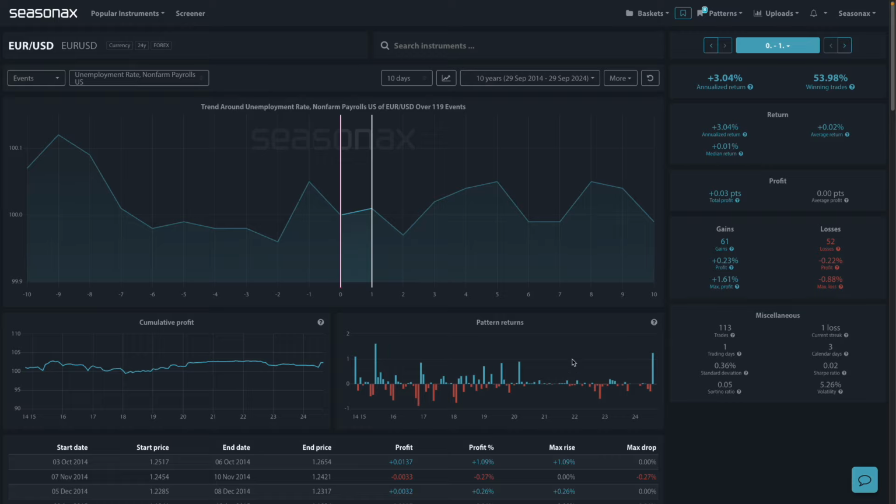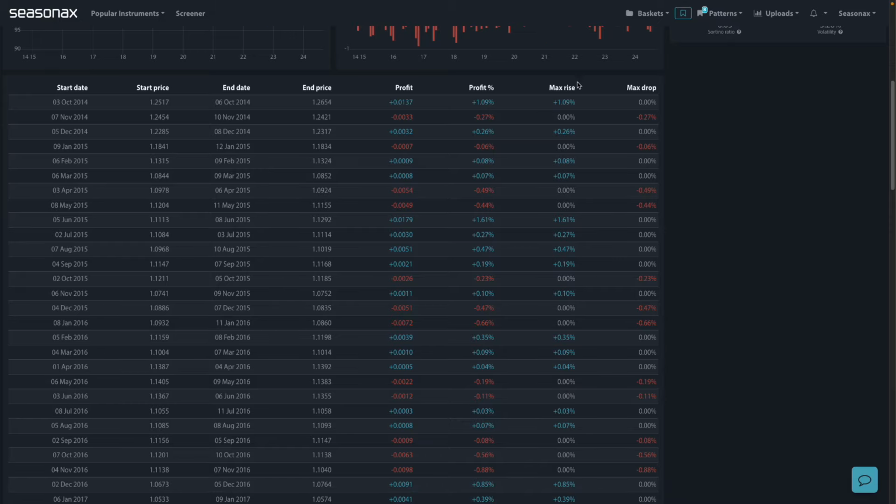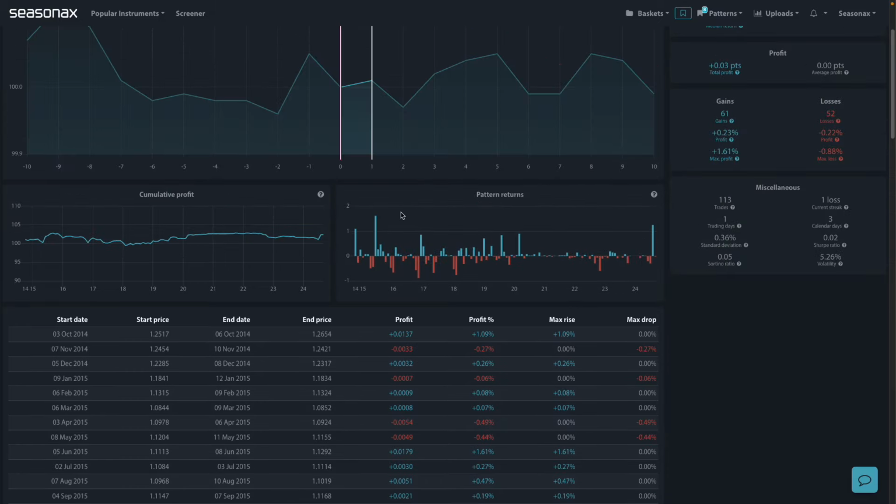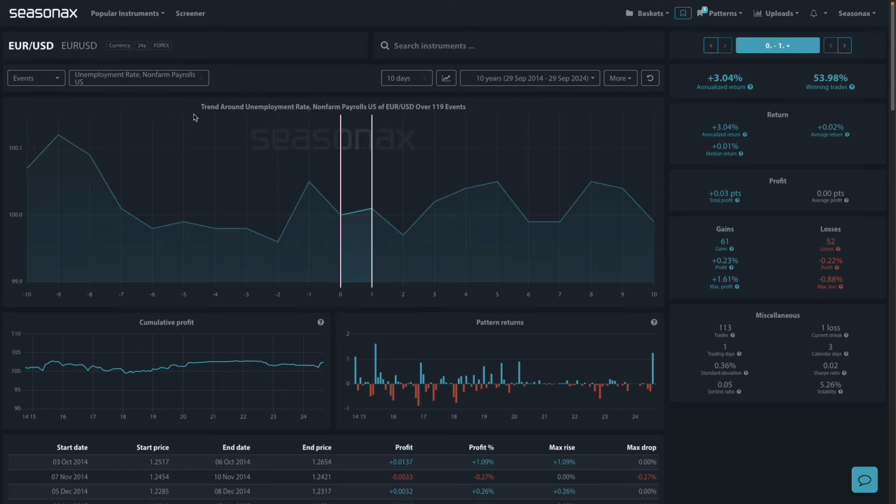So we can see what we can set in terms of maximum gains and maximum falls from these previous years. That just helps us set expectations.